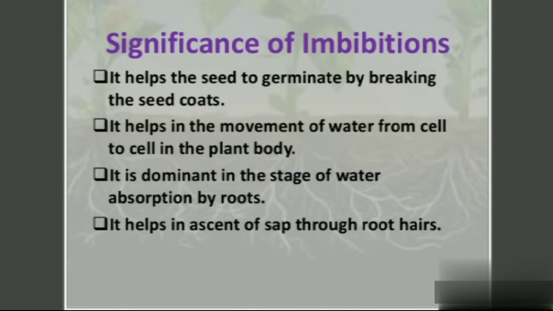Second, it helps in the movement of water from cell to cell in the plant body. This water movement is happening because of imbibition. It is dominant in the stage of water absorption by the root. Initially imbibition will surround the root hair, and only after that will the absorption of water take place. So first the water molecules should be absorbed on the root hair. It helps in the ascent of sap through root hairs. Because absorption is taking place, water will go inside the root. That is the ascent of sap, which we will deal with later in the chapter.